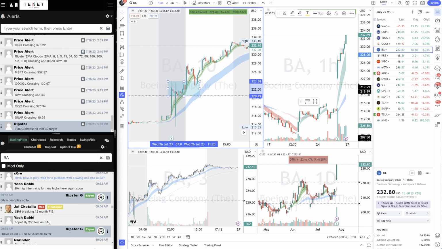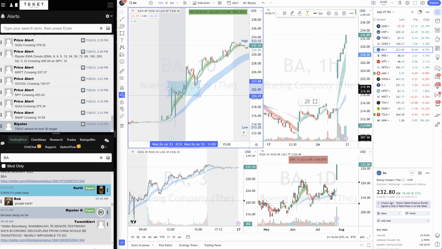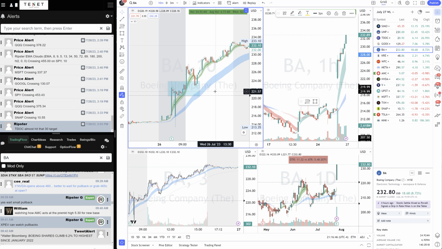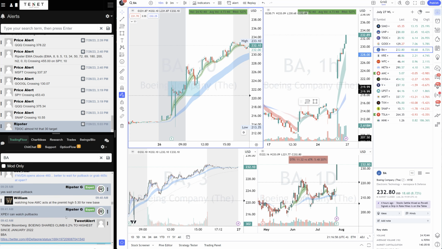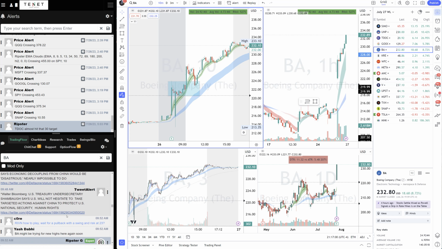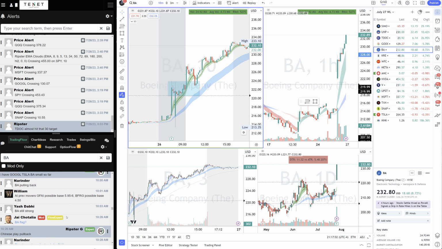So Boeing was pulling back. We were discussing it on the trading floor. We were watching these levels, 222 and 224. As long as 3450 did not break, we add. So I actually added here, but I held it here. And then before I left, because I had to go, I mentioned that I had Google, Tesla and BA, three trades in the morning. Google I will explain in a bit.